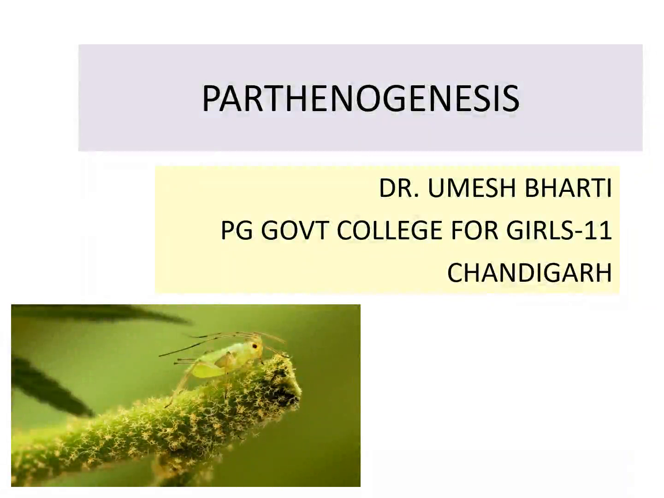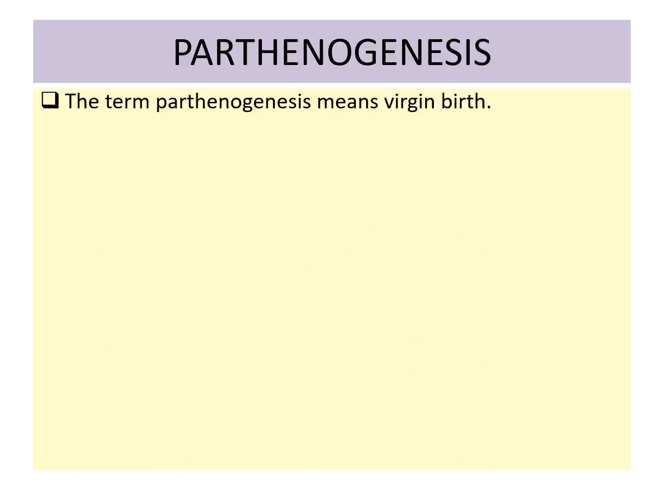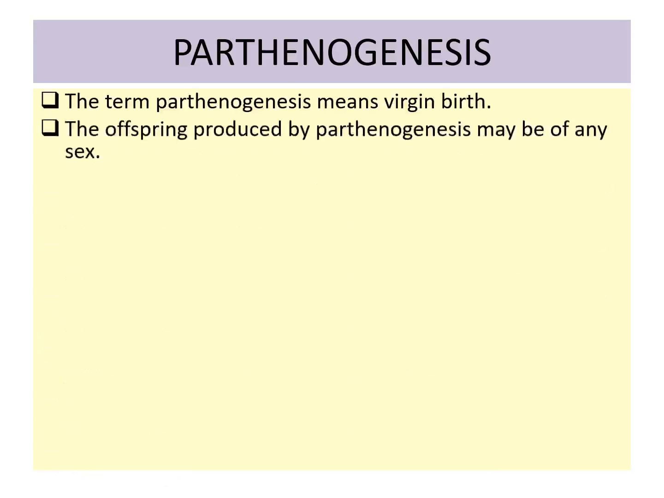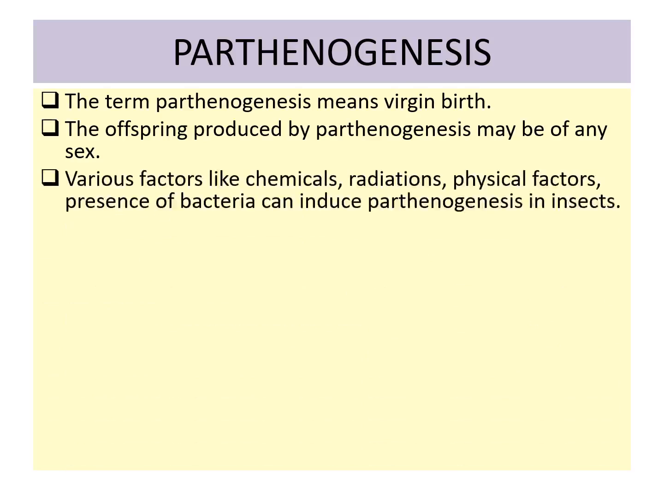Parthenogenesis. Parthenogenesis is virgin birth. The offsprings produced by parthenogenesis may be of any sex, male or female. Various factors like chemicals, radiations, physical factors, presence of bacteria can induce parthenogenesis in insects.